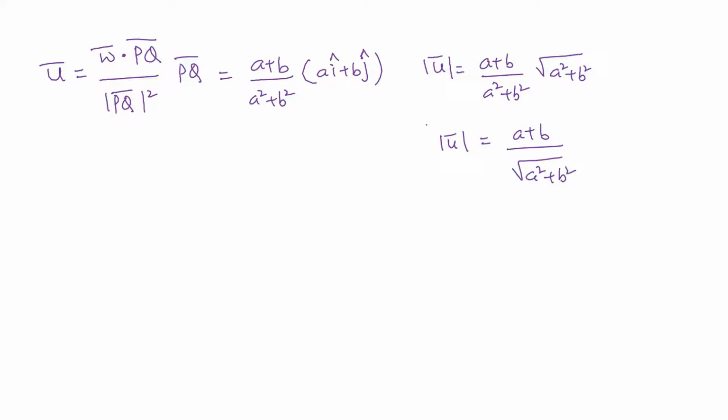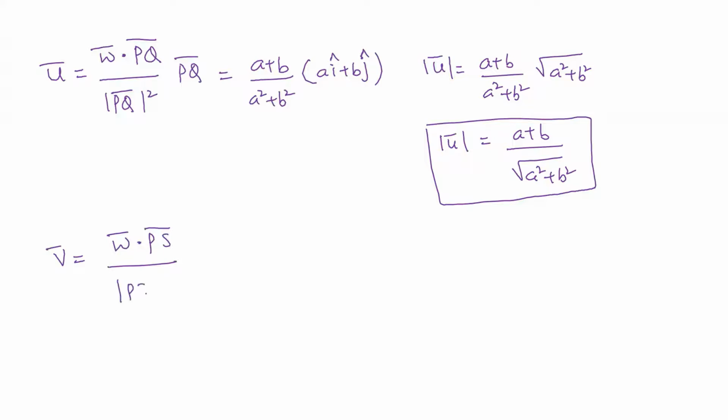Now we have to proceed in a similar way to find the projection of W bar along PS bar, which is nothing but V bar, and the magnitude of V bar, right? V bar is given as the projection of W bar along the other side of the parallelogram, which is PS bar. So that will be W bar dot PS bar upon mod PS bar whole square into PS bar, and PS bar is given as A i cap minus B j cap, whereas W bar is i cap plus j cap. If you take the dot product here, we'll be getting A minus B upon A square plus B square, and here the vector PS bar is A i cap minus B j cap.